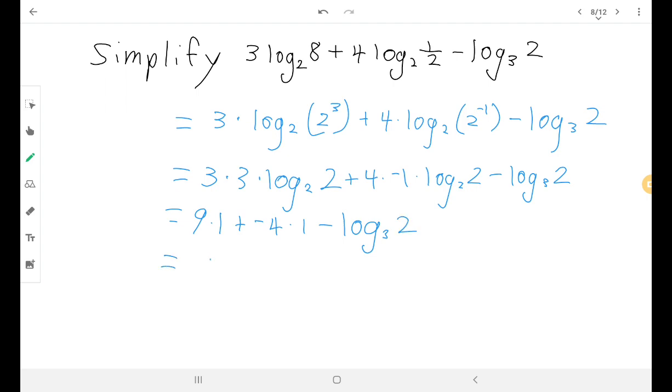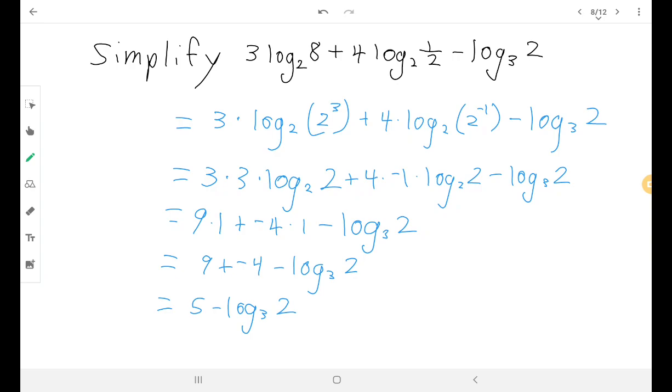And then we've got 9 times 1 is 9, negative 4 times 1 is negative 4, minus log base 3 of 2 equals 9 plus negative 4 is 5, minus log base 3 of 2. And that's really as simplified as we can get.